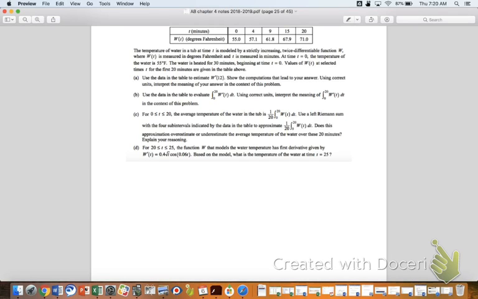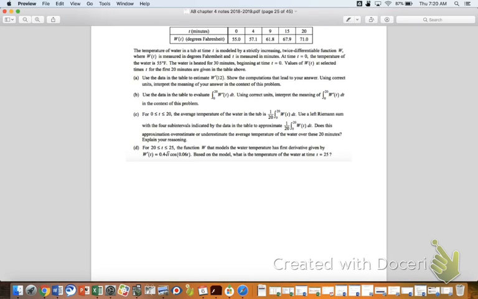All right, so then part C. Part C says for the interval from 0 to 20 minutes, the average temperature in the tub is given by that expression. Use a left Riemann sum with 4 sub-intervals indicated by the data in the table to approximate that. So let's go ahead and start right there, and then we'll answer the other questions.